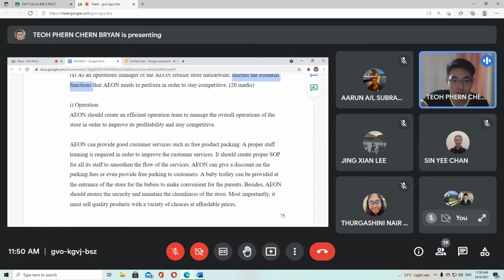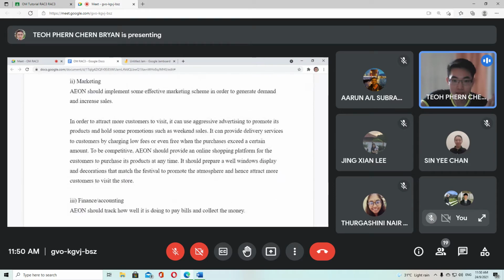Okay, so we have operations, we have marketing. Now, online shopping, you need to be very clear. If you want to put it under the marketing function, you need to make sure that online shopping promotes your marketing, okay, or helps your marketing efforts. You must say very clearly, okay, or else it should be in operations.